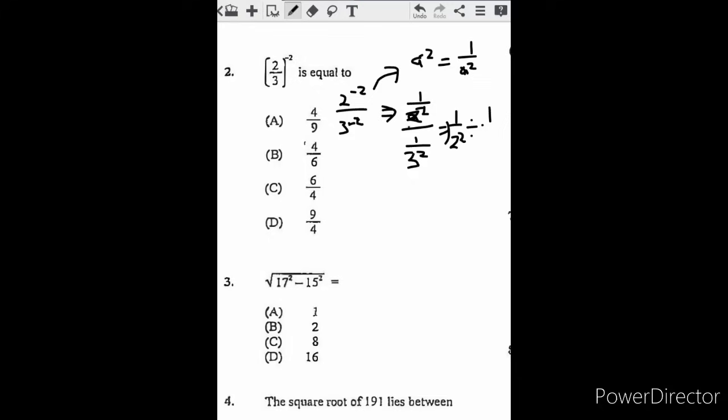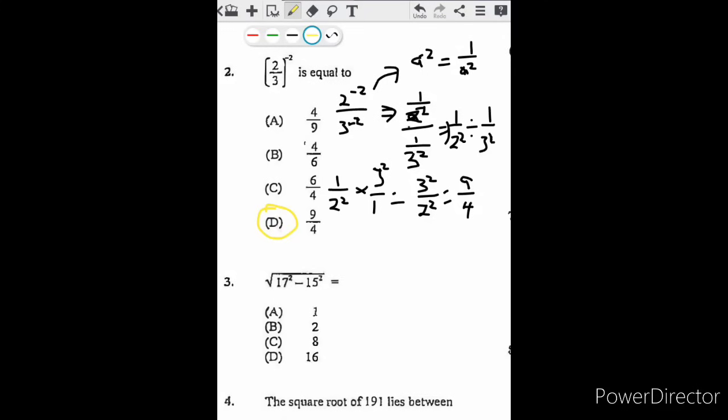Rewriting, we have 1 over 2 to the power of 2 divided by 1 over 3 squared. So we're going to solve that, which is we multiply and flip the fraction. So we have 1 over 2 squared multiplied by 3 squared over 1. Solving that, we'll have 3 squared divided by 2 squared, and simplifying that, 3 squared is 9 and 2 squared is equal to 4. So our answer is 9 over 4, which is D.